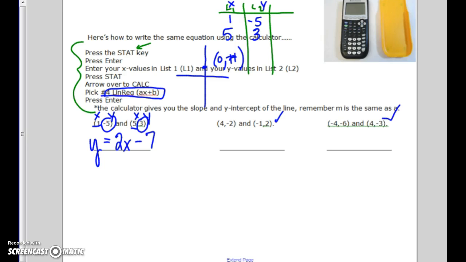Somebody tell me, what did you get for the second one? Y is equal to negative 0.8x plus 1.2. Did everybody get that? Anybody not get that? Okay. What about the last one? What'd you get? Y equals 3.5? Yeah, 0.375x minus 4.5 is what you should have had.